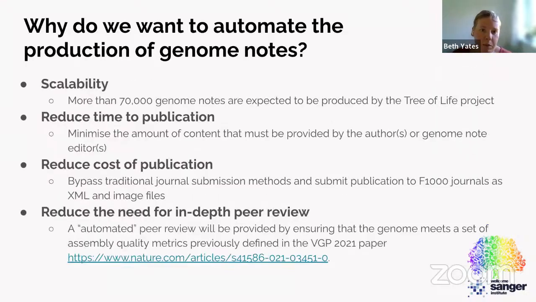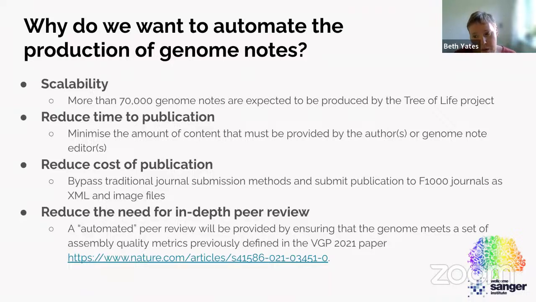So why do we want to automate the production of the Genome-Notes? Well, scalability. We're expecting to produce more than 70,000 notes within the Tree of Life project alone. We want to reduce the time it takes to get a note published and minimize the amount of content that the authors and the editors have to provide. We also want to reduce the cost of publication.